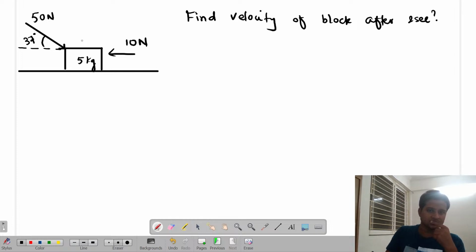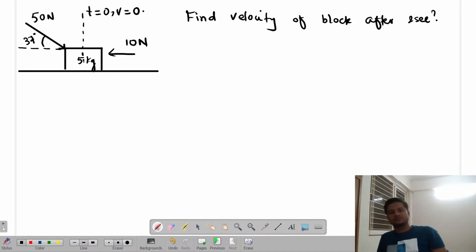Okay. If this motion starts at exactly t equals 0, where the velocity of the block is 0. Do it. Two minutes from now on.